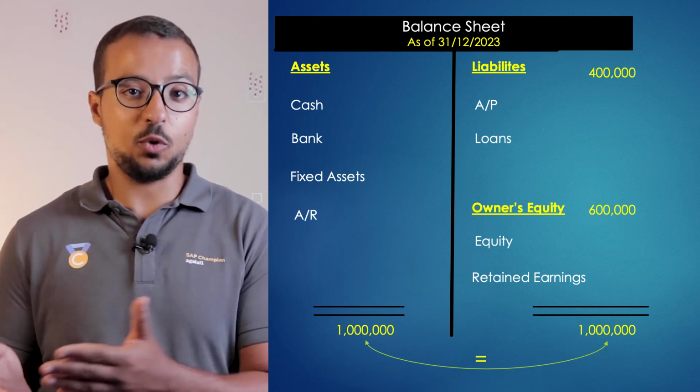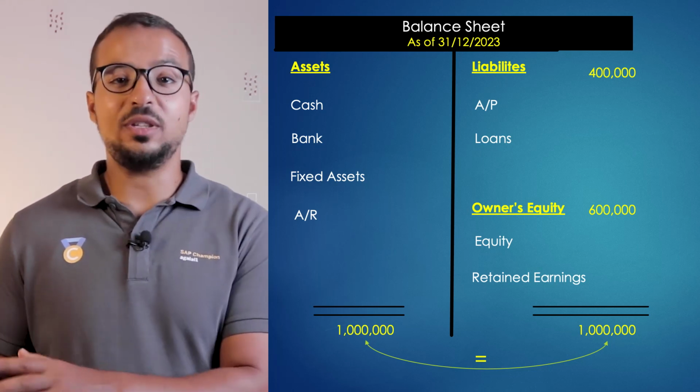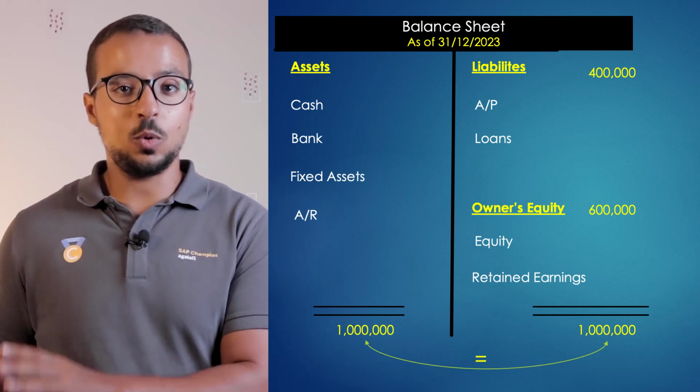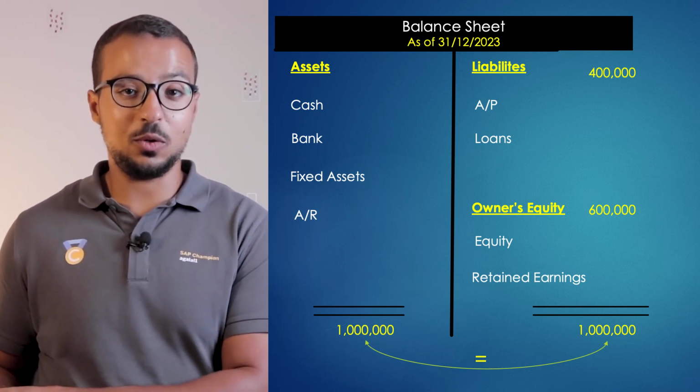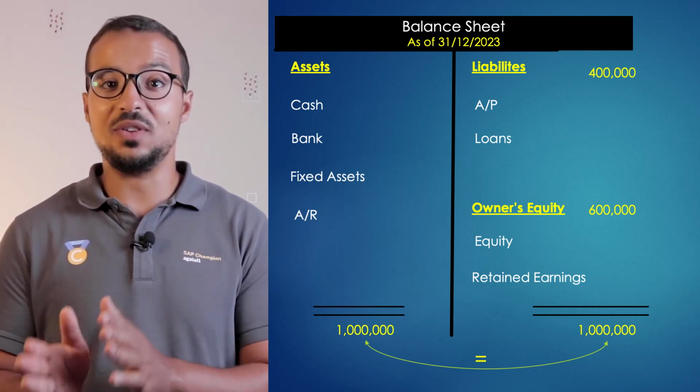On the liability side, for example, we can have loans and accounts payable, the vendor accounts. And in equity, we can have, for example, the shareholders' equity and retained earnings. We will talk more about retained earnings in this video. The balance sheet financial statement is generated at the end of every fiscal year.